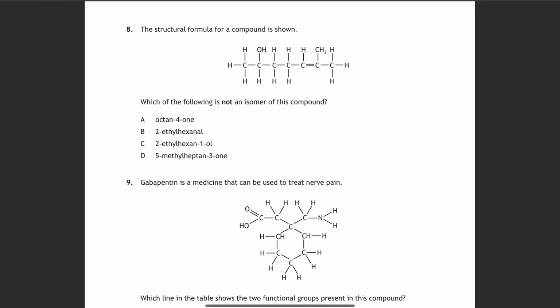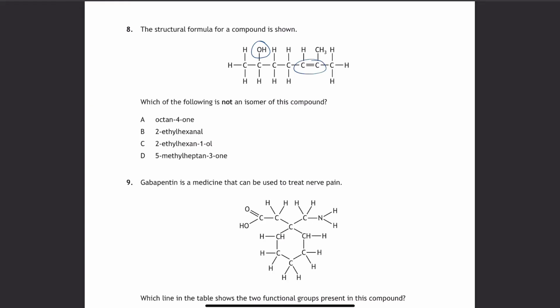For question 8, we're looking for the one that's not an isomer. In this molecule, the isomers would need to contain an oxygen, and they would also need to have a carbon-to-carbon double bond, or a double bond. It could be a carbon-to-oxygen double bond. And it needs to have 1, 2, 3, 4, 5, 6, 7, 8 carbons. So we can start narrowing down by the number of carbons.